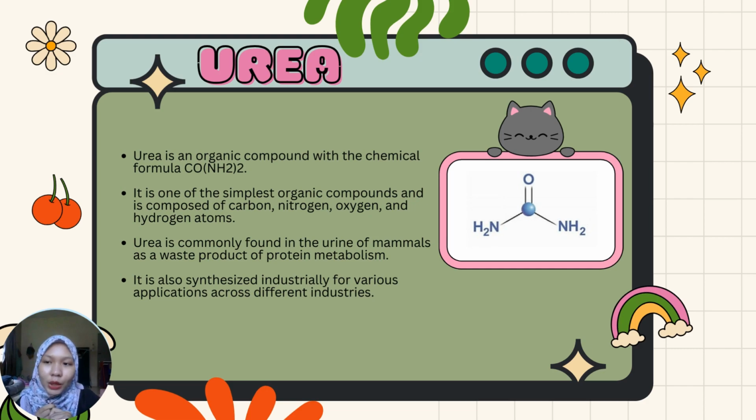Introduction to urea. Urea is an organic compound with the chemical formula CO(NH2)2, one of the simplest organic compounds, and is composed of carbon, nitrogen, oxygen, and hydrogen atoms. Urea is commonly found in the urine of mammals as a waste product of protein metabolism. It is also synthesized industrially for various applications across different industries.